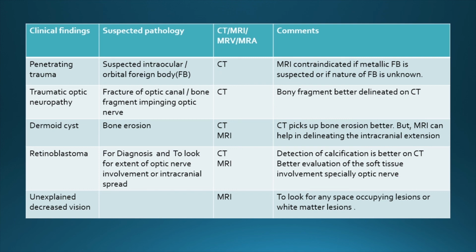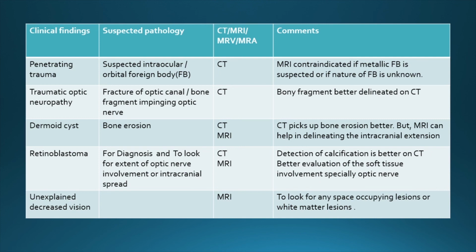In dermoids and neoplastic lesions, CT to see any calcification or bony remodeling, and MRI to evaluate soft tissue involvement, optic nerve involvement, and intracranial involvement. In any unexplained diminution of vision, MRI should be done to look for any lesions in the optic visual pathway.